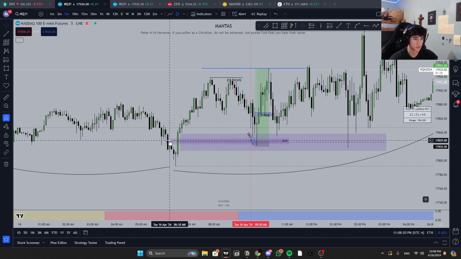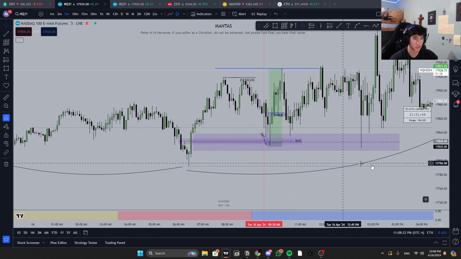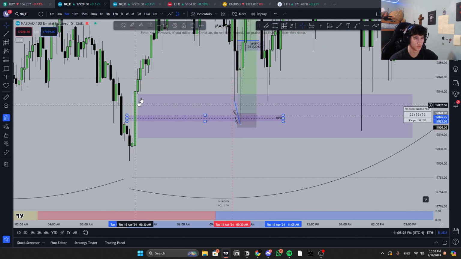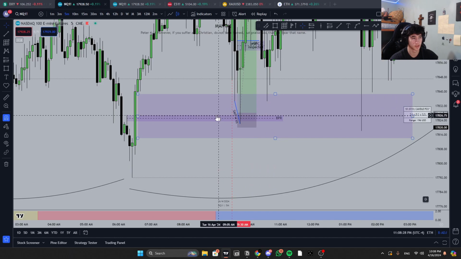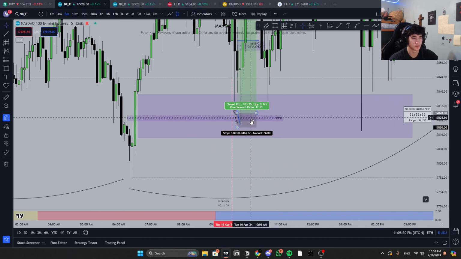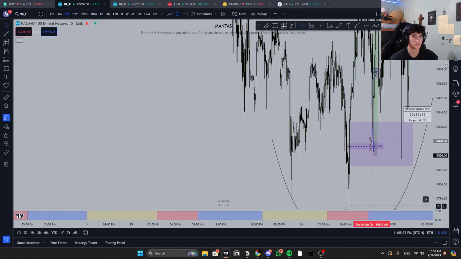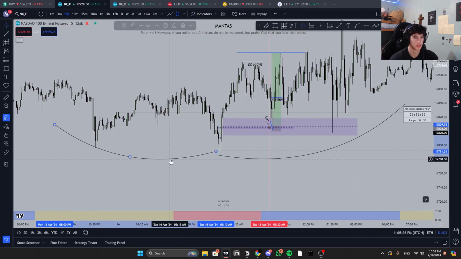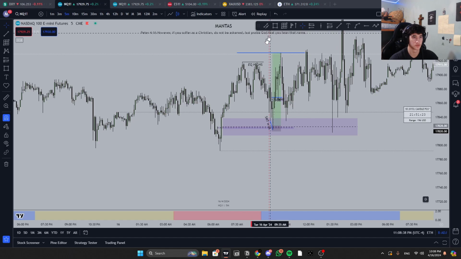BPR, balanced price range. Plus, we also have this breaker block. So with all this in mind, if you guys want to mark this out, for whoever wants to trade unicorns, you could get a better entry than me. I got this entry down here, but yeah, I just want to go back on this power 3: accumulation, manipulation below the low, distribution up higher.